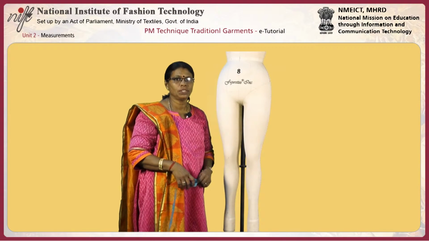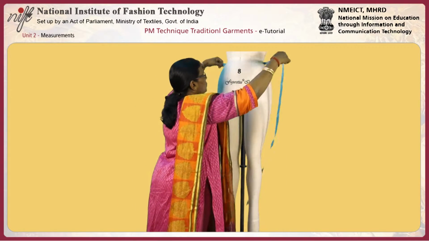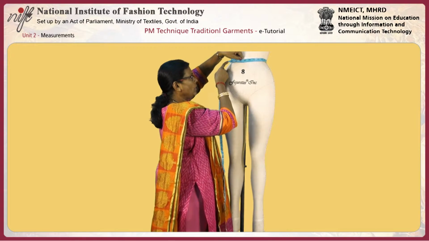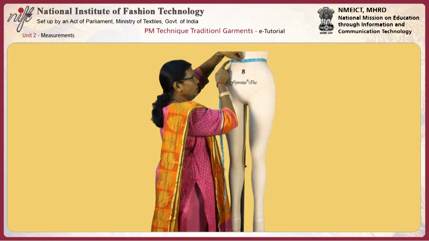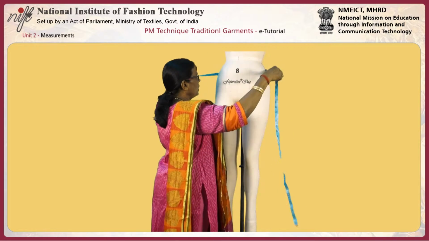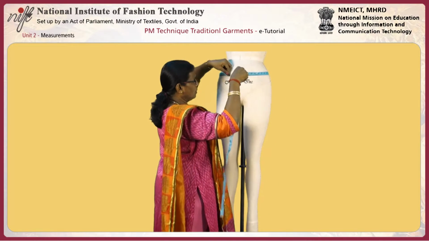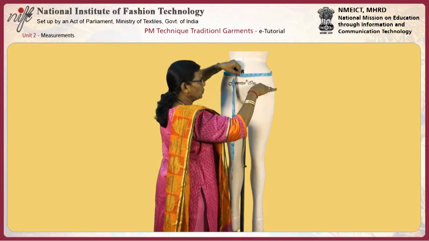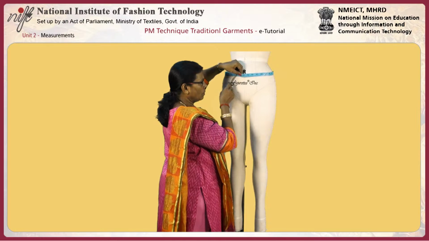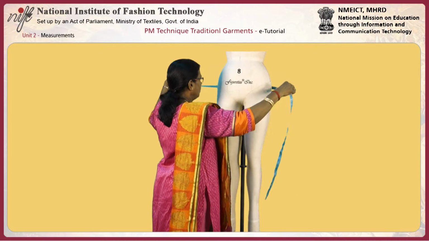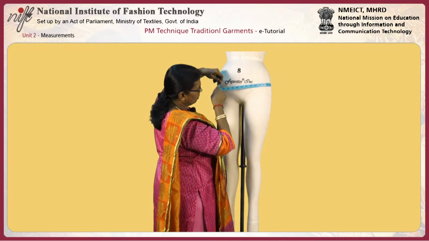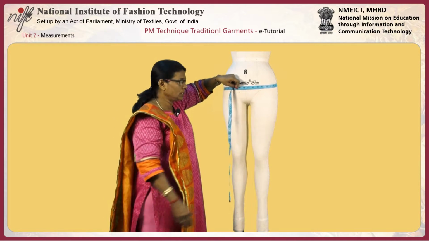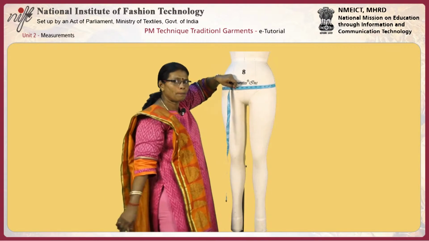Next, circumference measurements. Waist round or circumference at waistline with one finger ease, and abdomen round at the abdomen line, which is mid of waist to hip. Then hip round is on hip line with one finger ease at the prominent shape of the body.